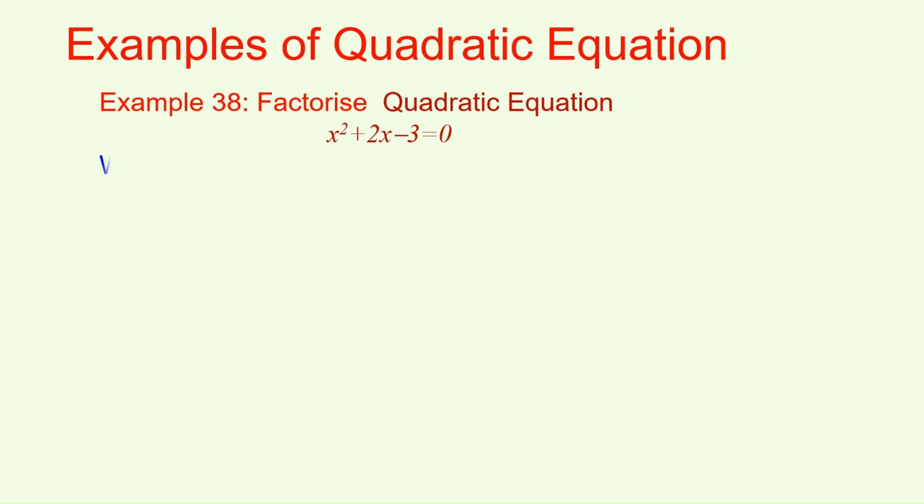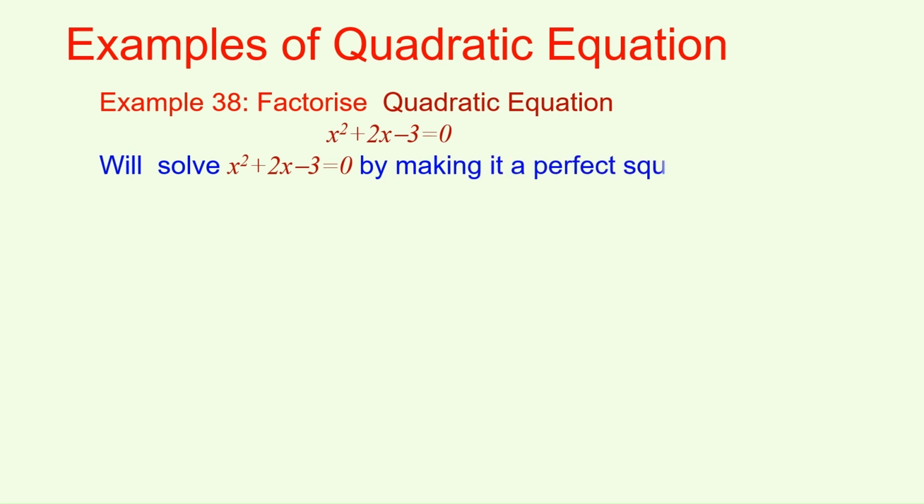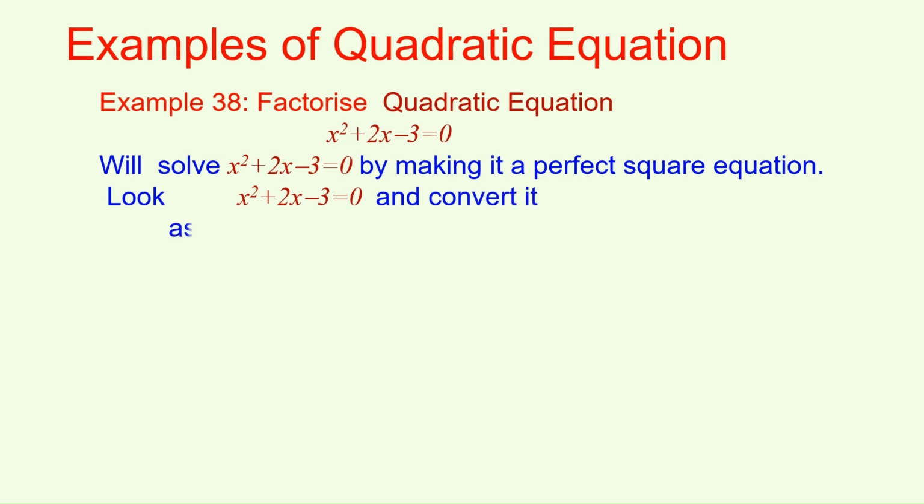Example 38. Factorize quadratic equation x squared plus 2x minus 3 is equal to 0. We'll solve x squared plus 2x minus 3 is equal to 0 by making it a perfect square equation. Convert it as x squared plus 2x plus 1 minus 3 is equal to 0, add 1 and subtract 1.